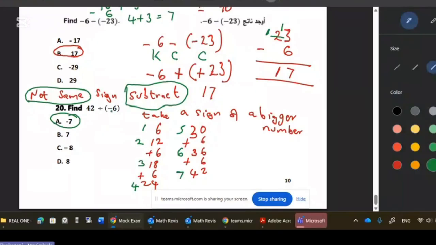When you divide numbers whose signs are not the same, the answer is negative. Only when both are negative or both are positive can the answer be positive. Yes. All right.